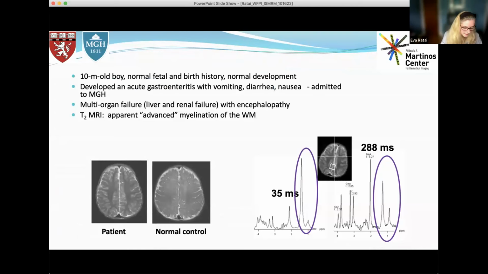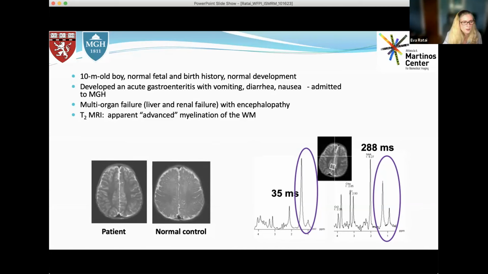This is a case that kept us on our toes for a couple of days. So this was a 10-month-old boy, normal fetal and birth history, normal development, who developed acute gastroenteritis with vomiting, diarrhea, nausea, was admitted to Mass General Hospital, and then had multi-organ failure with encephalopathy. So initially the T2 was read out as normal, but then was revised to advanced myelination. So here I'm showing you the patient, and here is a normal control, which would also be 10-month-old. So there's a little bit more myelination.